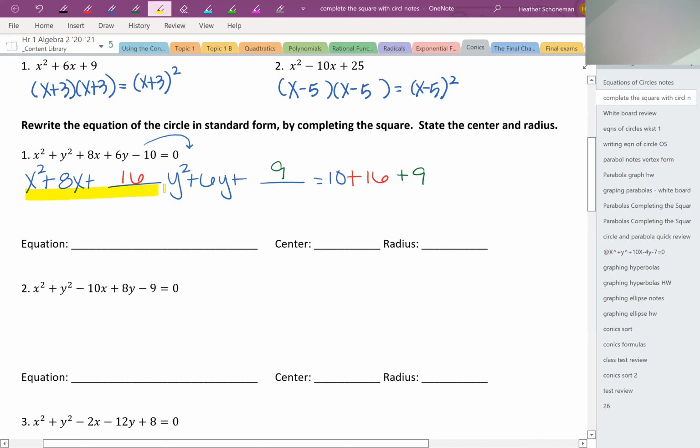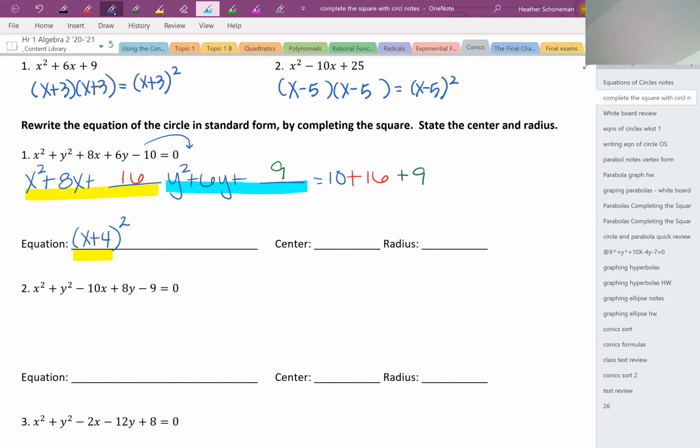Now I want to factor this part. So it multiplies to 16 and adds to 8, which is 4 and 4. Or we can see that half of 8 is 4, or the square root of 16 is 4. So we can get that number pretty quickly if we have created a perfect square trinomial. Now we are going to factor this part. Oops, I should have had a plus in here.